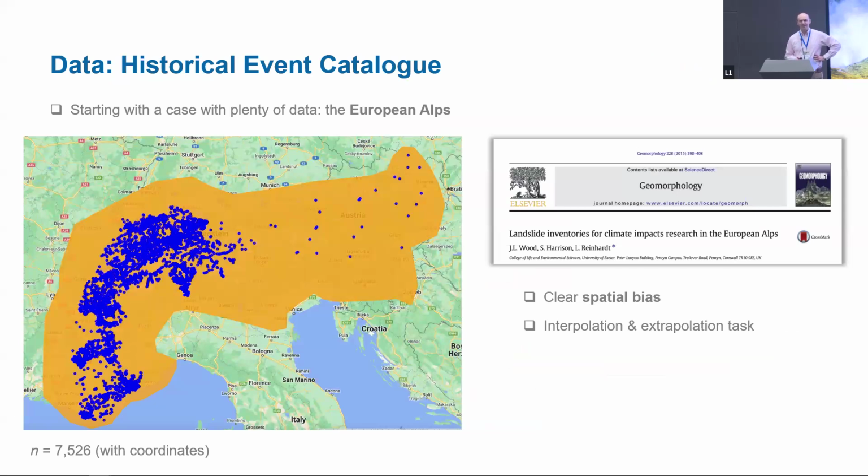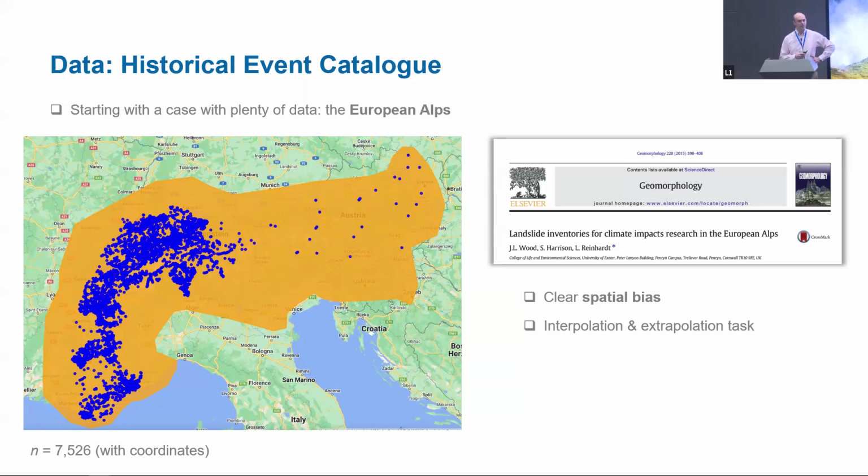However, before diving into some of these other regions around the world, we wanted to develop a workflow or methodology in a location where we have good data already. And so we chose the European Alps to start off with, and we took a landslide catalogue which was compiled and published almost a decade ago now by a researcher at the University of Exeter in the UK.